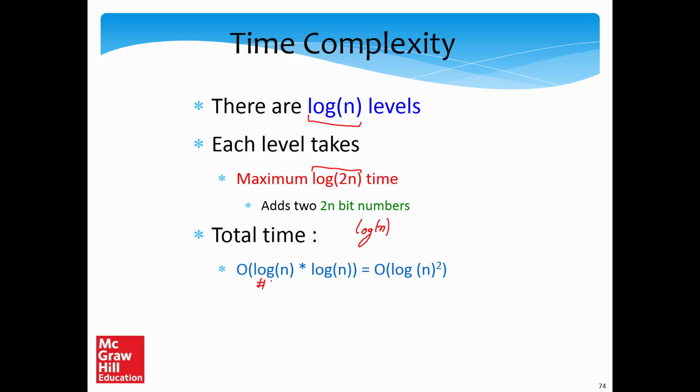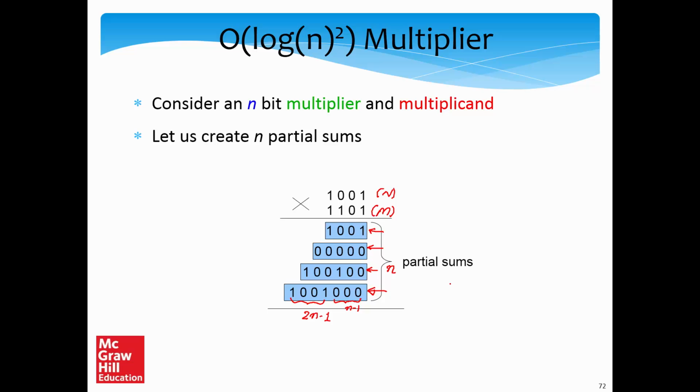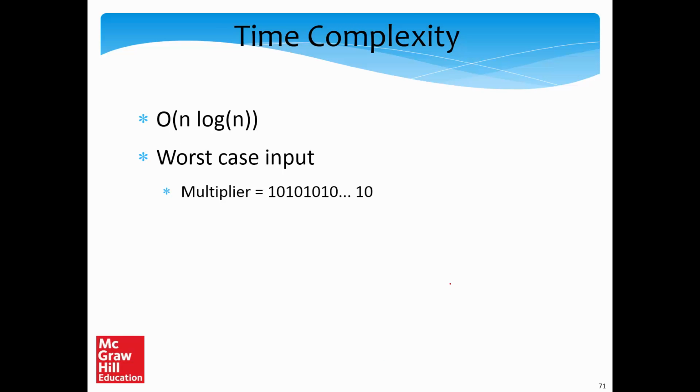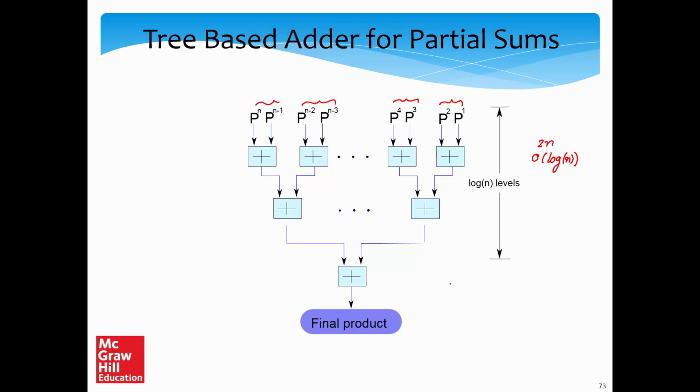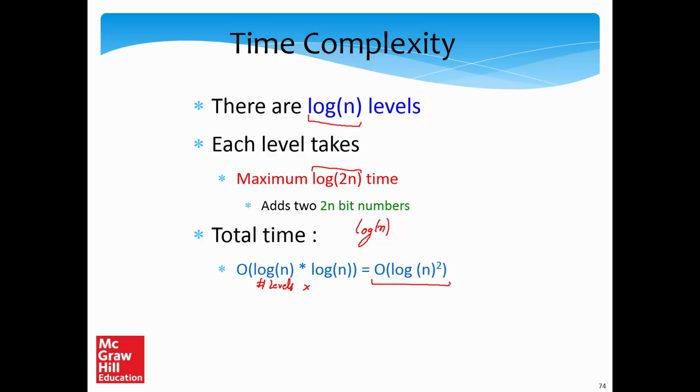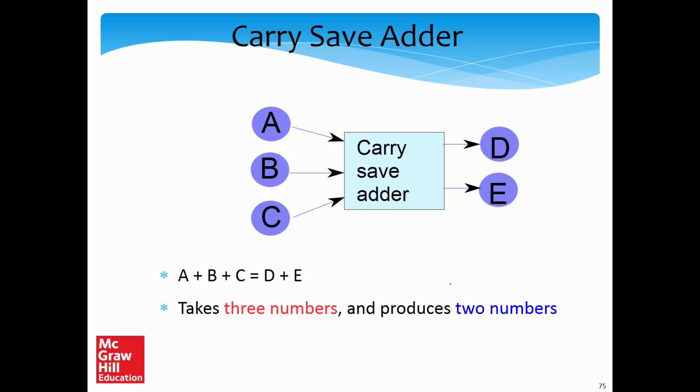So the total time taken is the number of levels multiplied with the time per level, which is log n times log n, which is order of log n square. This is the complexity of the new multiplier that we have, and this is significantly better than our previous complexity, which was order of n log n, right? Log n square is much better than n log n, so this is a far faster multiplier in that sense, but we can do better. We can do much better as it turns out.